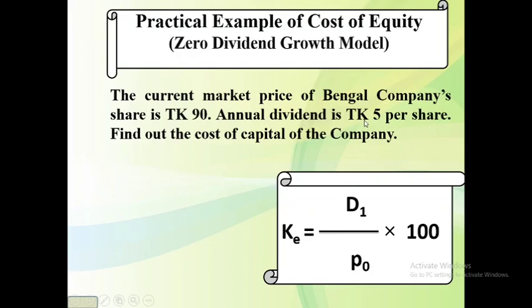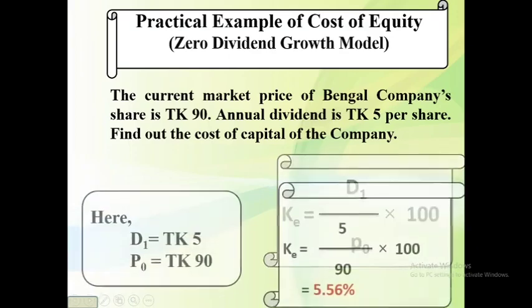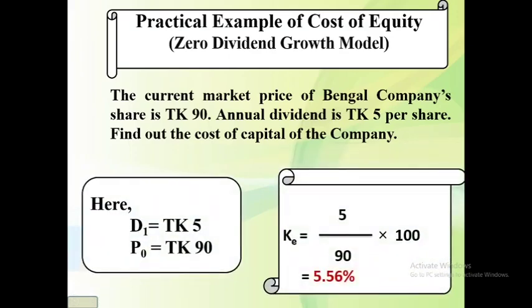That's why Bengal Company is a no growth company and we have to use the zero dividend growth model to calculate the cost of equity in this case. So here's the formula. After putting the values in the formula, we get our answer, and the answer is 5.56 percent. That means the cost for Bengal Company to issue this stock is 5.56 percent.